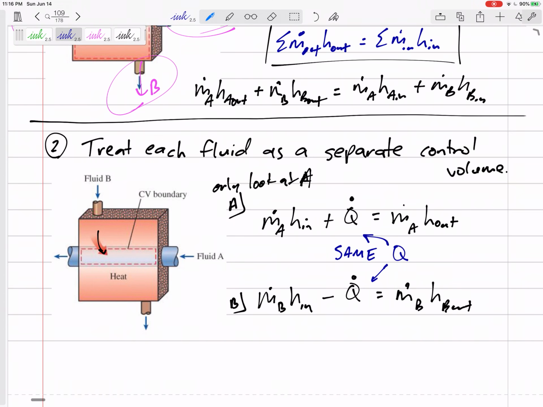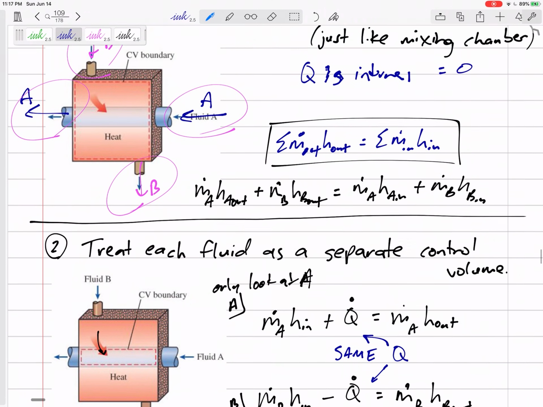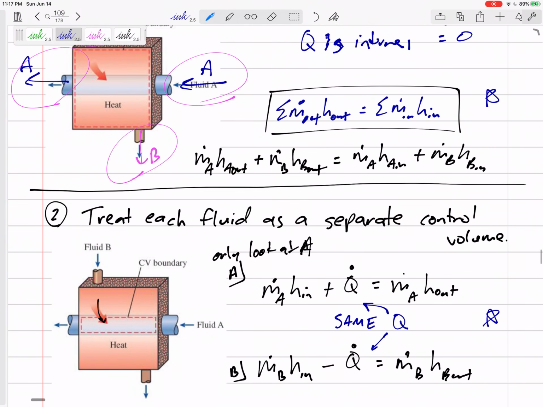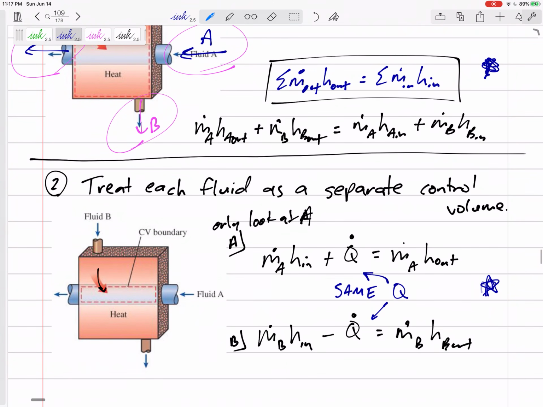Doesn't that make sense? I think that makes sense. If you're only looking at A, then it's just going in and going out, and it's getting some Q into it. If you're looking at B, then it's m dot H going in, m dot H going out, and it's losing Q. You might have to do both of these methods in order to solve for what we need.